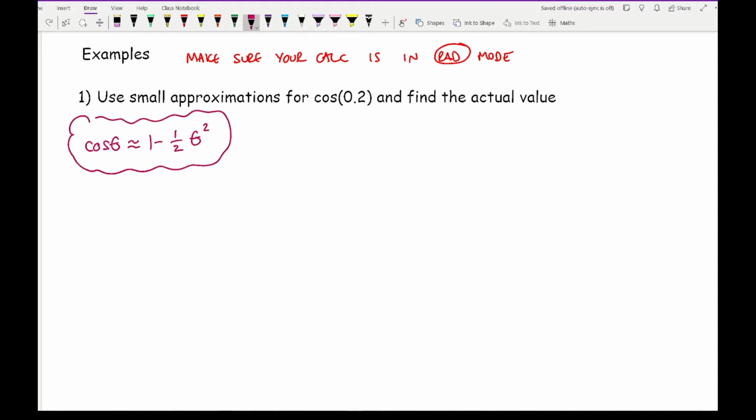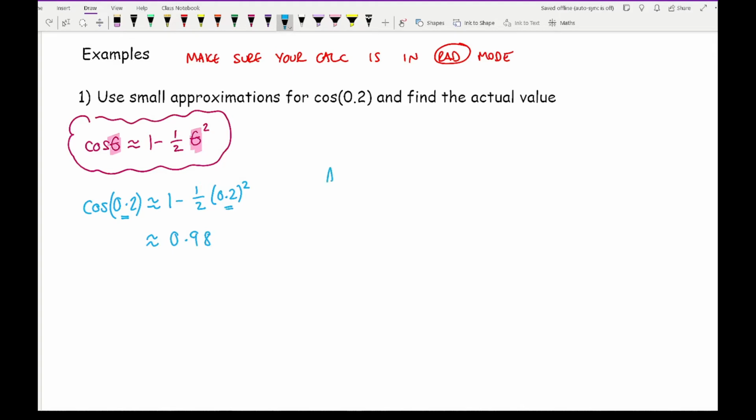Now all I'm going to be doing here is replacing this theta with this theta. So here I know that I've got cos 0.2. I've got cos 0.2 is going to be approximately 1 minus a half times 0.2 squared. So all I've done is I've replaced this theta and put it into this theta. Now if I then go on to actually work that out, 1 minus a half times 0.2 squared, I get an answer of 0.98.